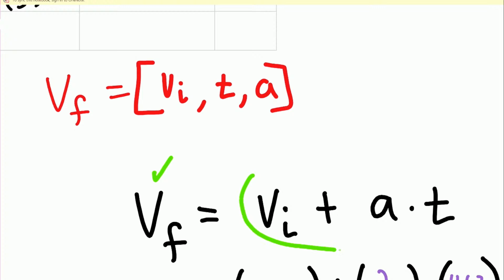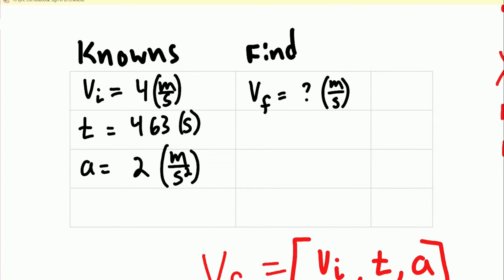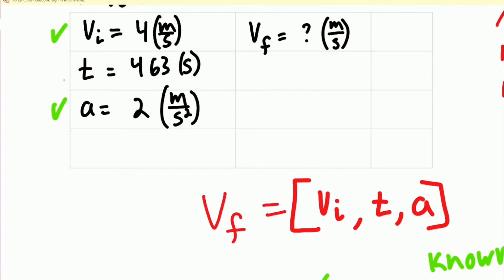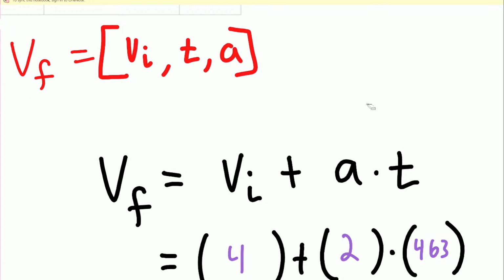Now, I look at the right side of the equal sign, and I should only have v sub i, a, and t. These ones should all be in my knowns box. If I have a variable over here that's not located in my knowns category, then I somehow chose the wrong one. Okay? But v sub i, a, and t are the variables that are on this side. v sub i, a, and t. Cool. So this is the proper equation.